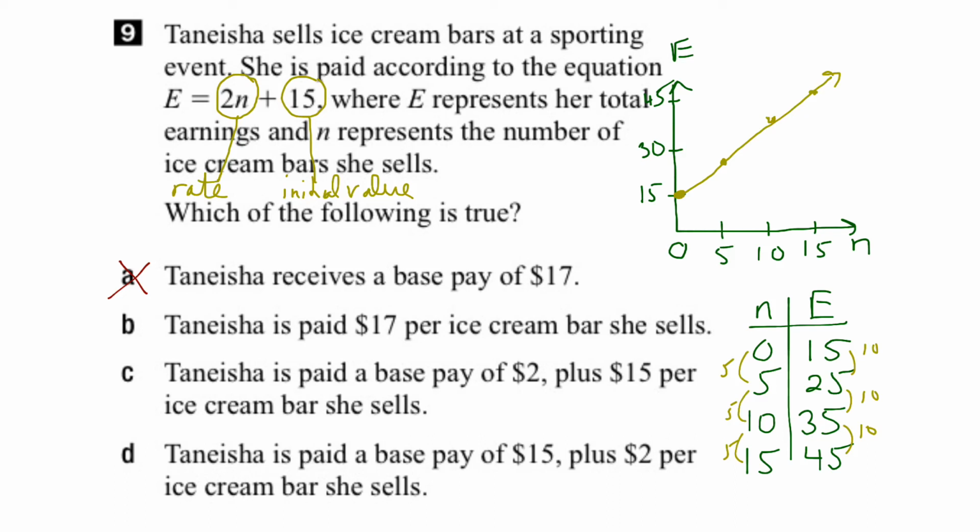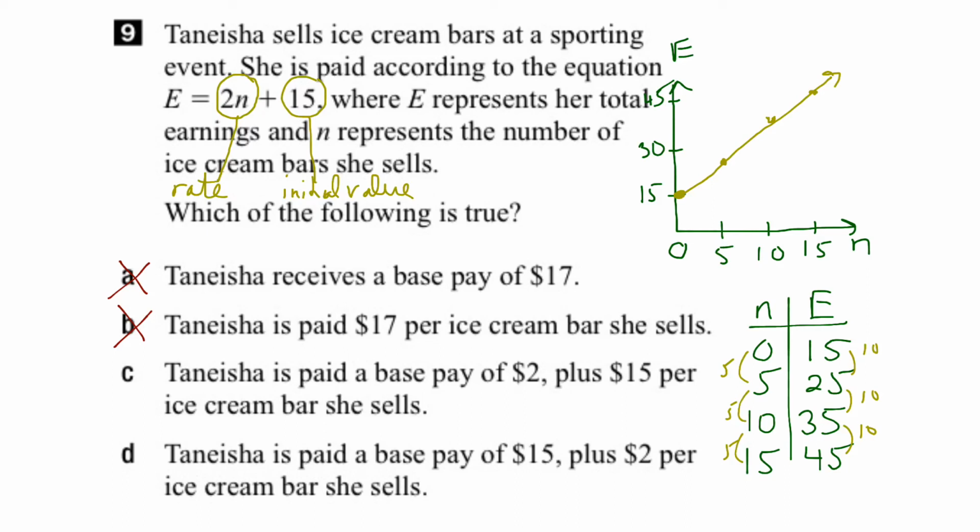Let's look at the next statement. Tanisha is paid $17 per ice cream bar she sells. Well, if we look at the equation, the rate is given by this part here. She only gets $2 for every ice cream bar she sells, not $17. So we know that that statement is incorrect.